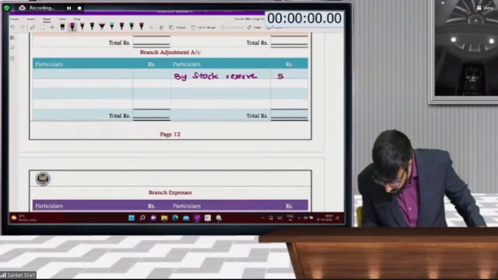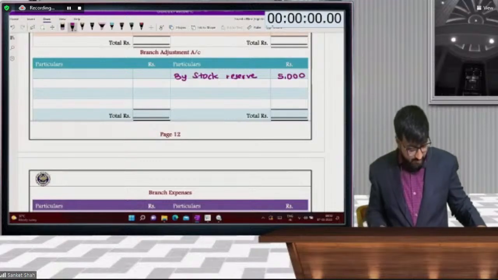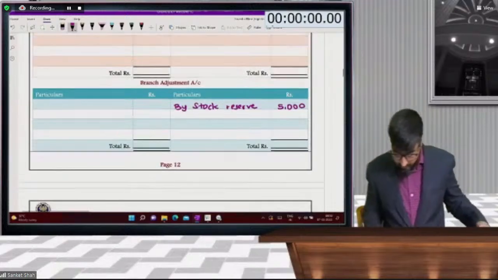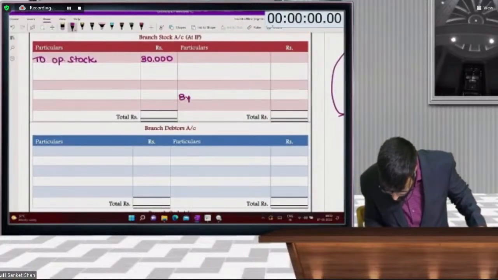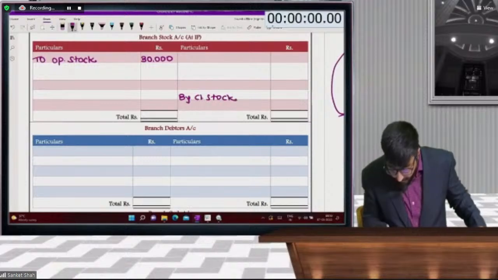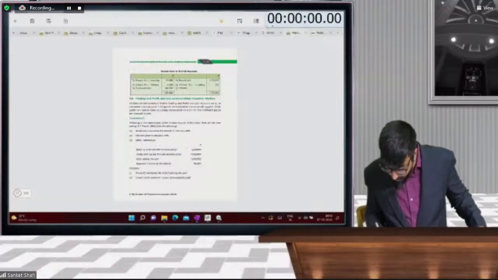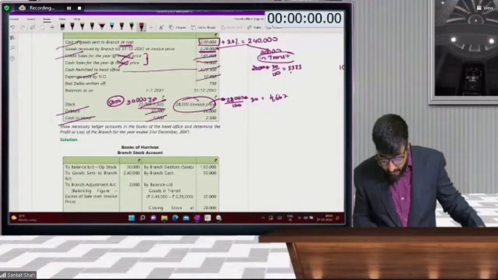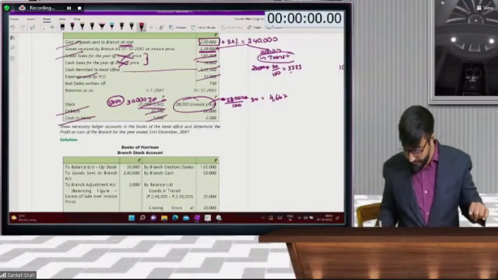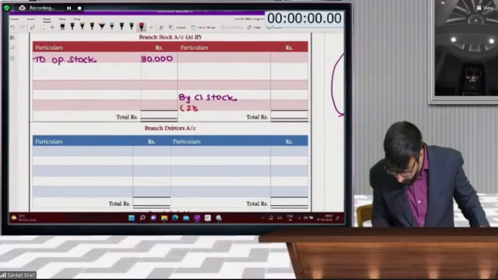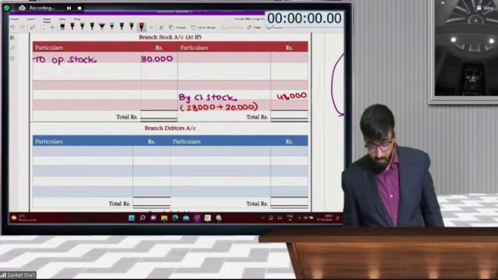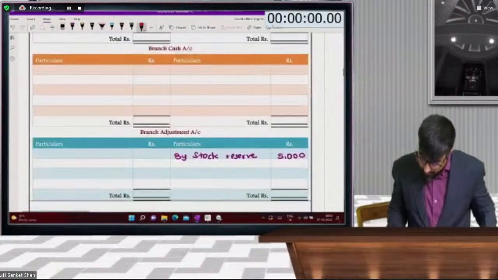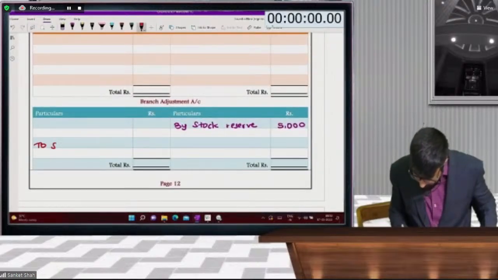By stock reserve 5,000. Yes. Next one. Similarly, we will write red pen say by closing stock. But wait, here closing stock are two types. Yes, you are already aware of this concept now. 28,000 stock plus 20,000 in transit. So here we will write 28,000 plus 20,000. So this is 48,000. 48,000 red pen and two stock reserve red pen.